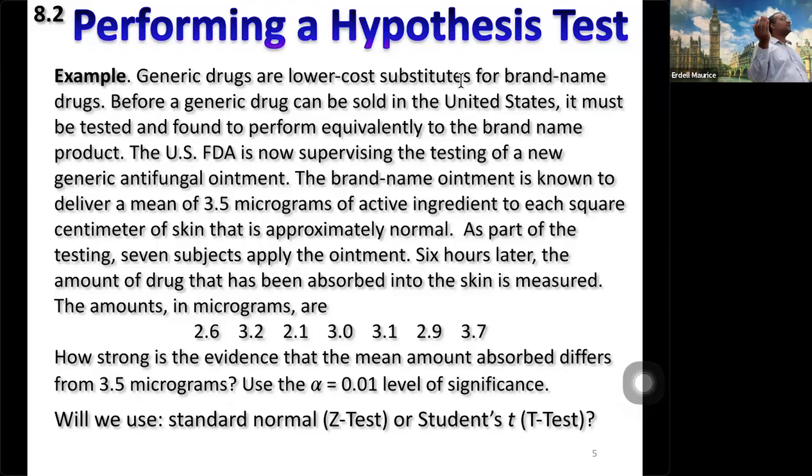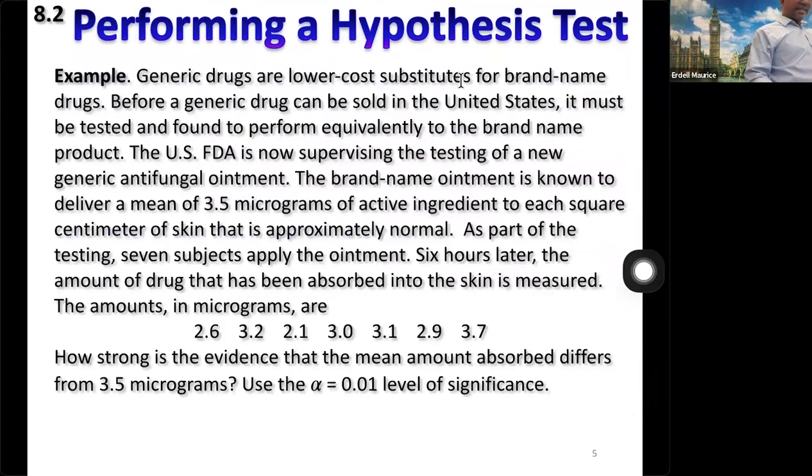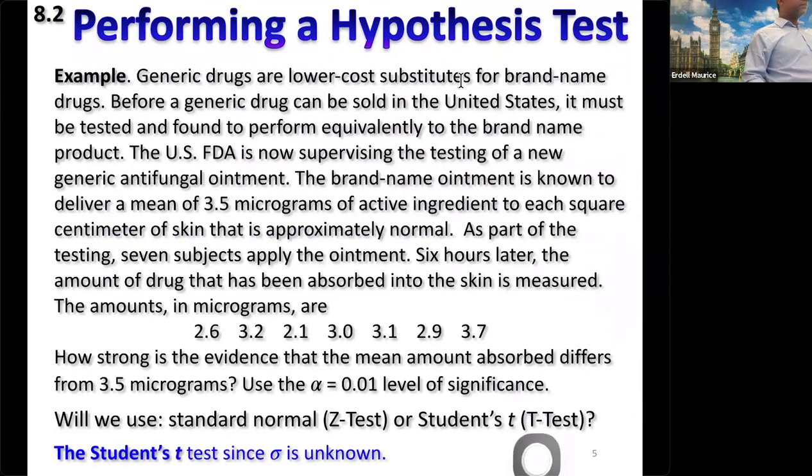It is unknown, yes? This is a new drug that has just been created. Remember, sigma, the population standard deviation, is the number that's always been there. We've been making these drugs for 500 years, so we know the standard deviation. This is brand new, so it does not exist. And also, the underlying population is approximately normal, and that's what we need. Sigma is unknown, and because of that, that's enough for us to do the t-test. Question?